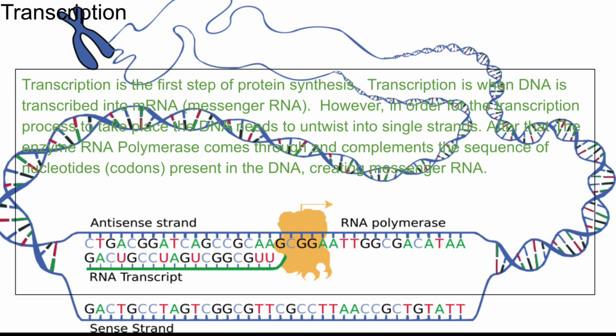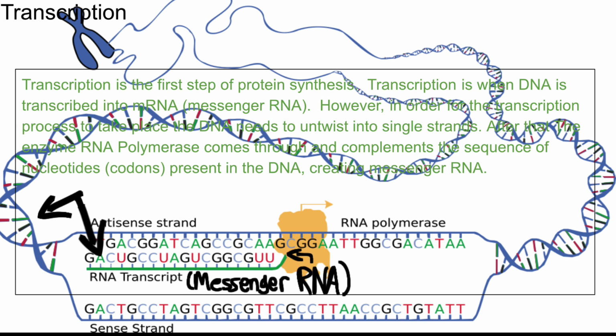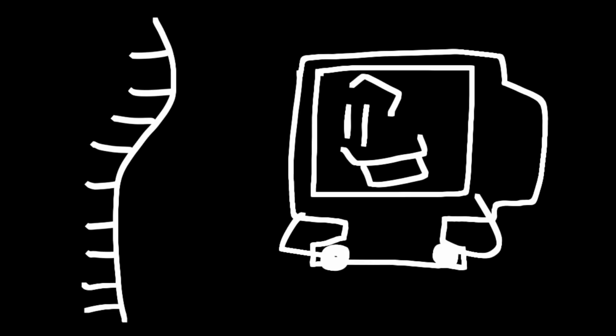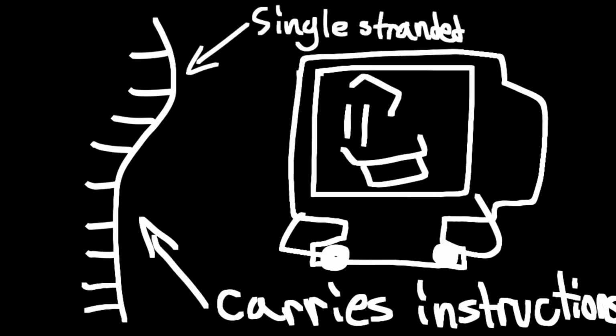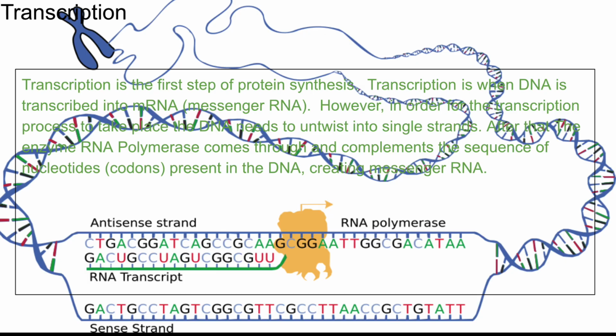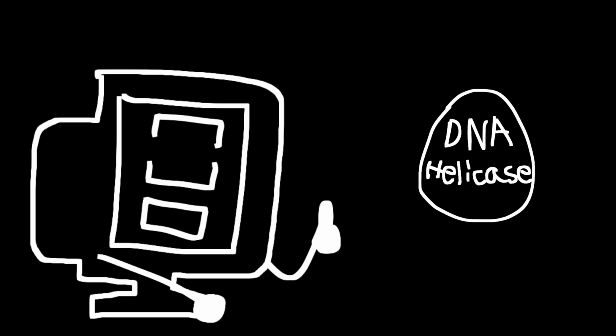Transcription is the first step of protein synthesis. Transcription is when the DNA is transcribed into mRNA, or messenger RNA. Messenger RNA is the single-stranded molecule that carries the instructions of the DNA to the ribosomes. However, in order for the transcription process to take place, the DNA needs to untwist into single strands. The enzyme that makes this possible is DNA helicase.